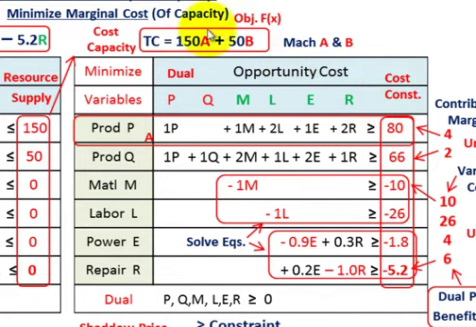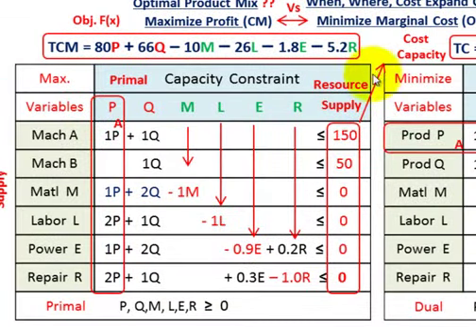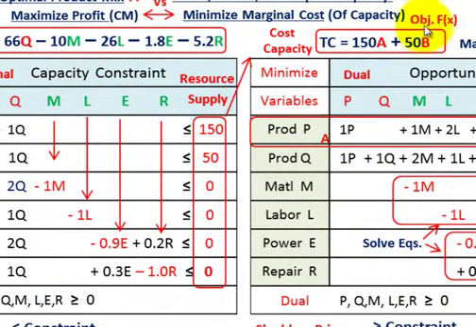Now let's look at our objective function, how we determine that. So we go over to our max problem, our primal problem, and we take our resource supply constraint coefficients. In this case, we only have 150 and 50. They become the objective function coefficients. And this is where we're going to minimize our total cost of capacity, TC. Let's go and look at that.